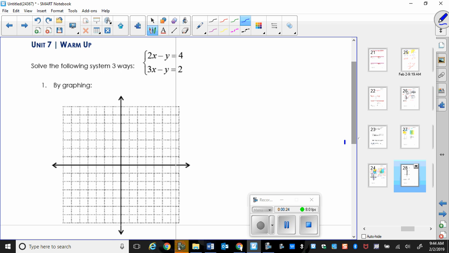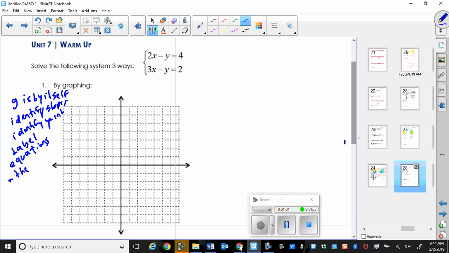Okay, so first, if we're doing graphing, things we need to make sure of: y is by itself. We identify slopes. We identify y-intercepts. And we label equations and the point that is our solution.